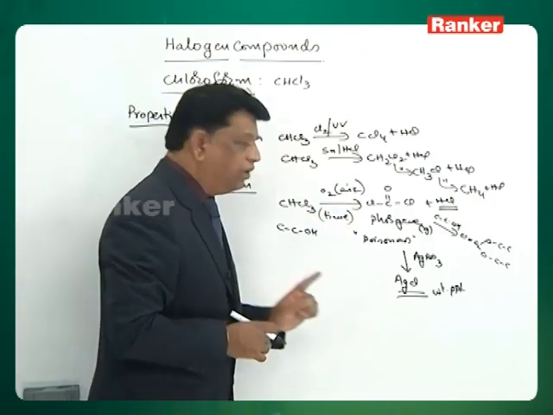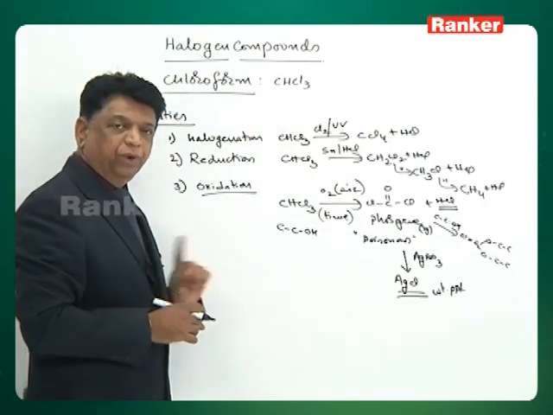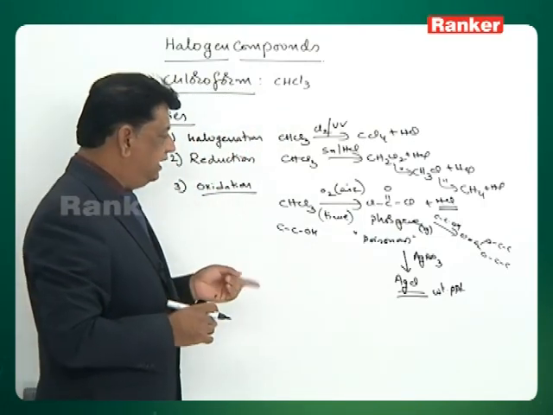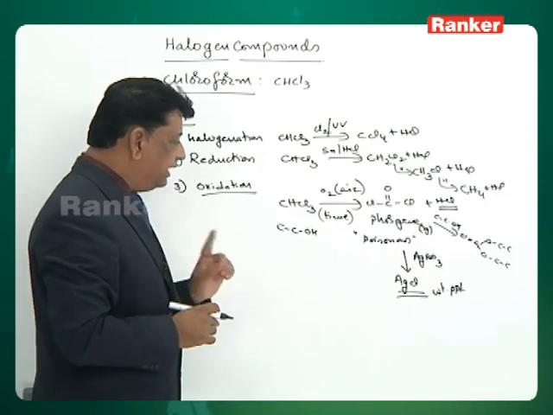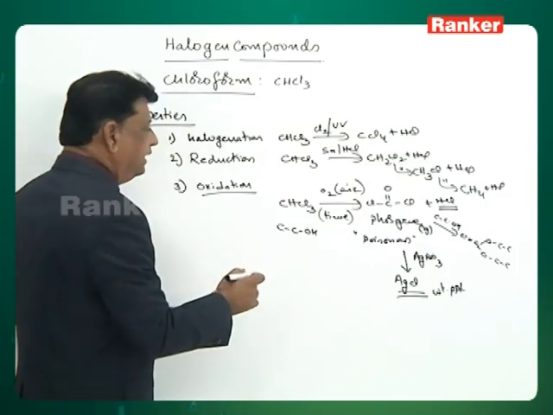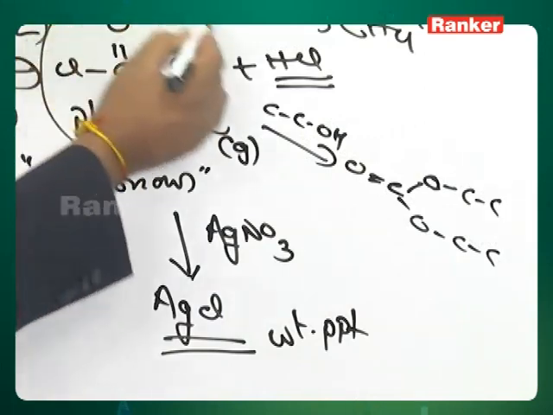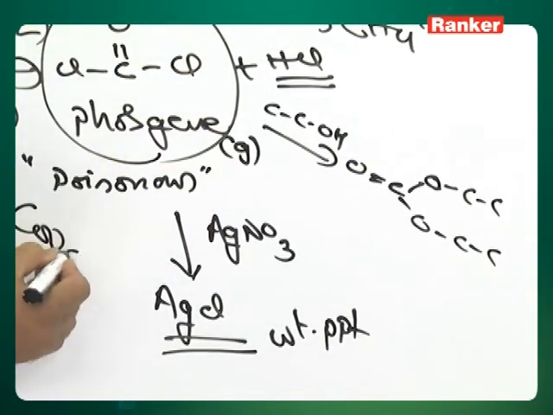This test can be used as a differentiating or identification test. As I said, phosgene is a gaseous one, it is a covalent compound, right?